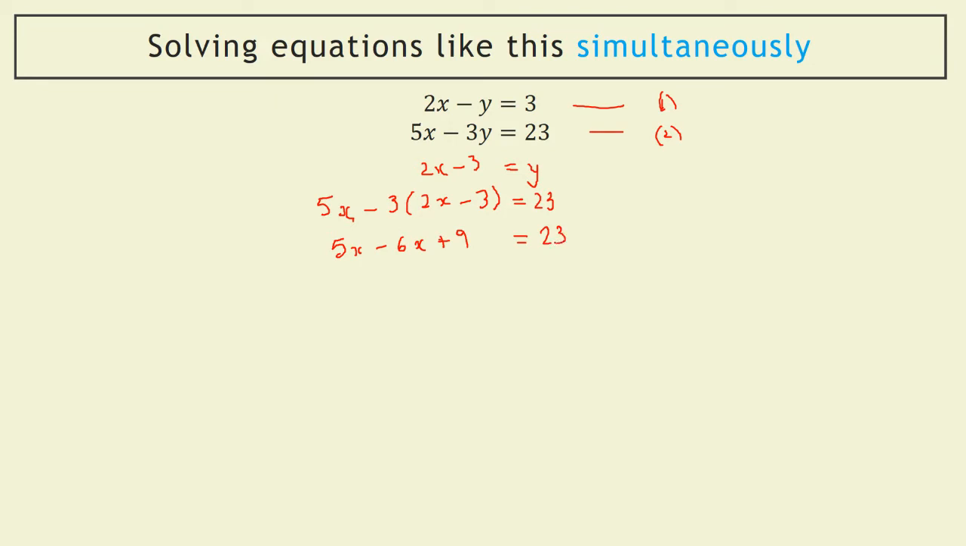23. 5x take away 6x? What's that? X. Minus x. Yeah, I'd go for minus x. You see that, Liam? Yeah. Minus x plus 9 is 23.